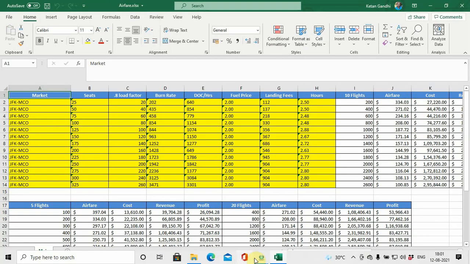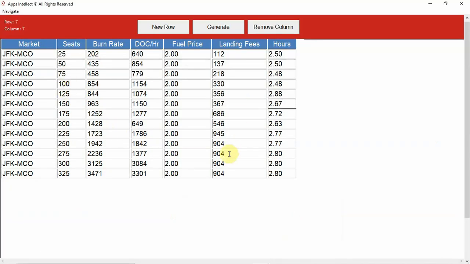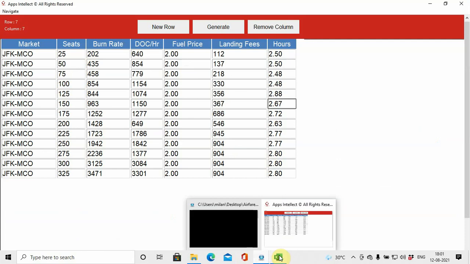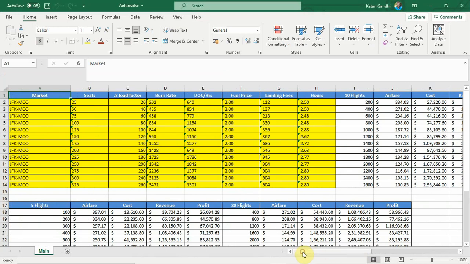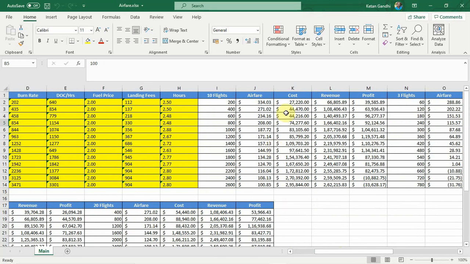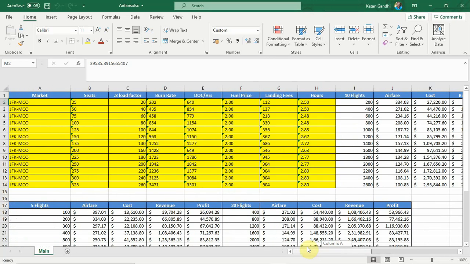These are the input fields which we saw here, which were automatically populated, and the output has been generated in the form of this Excel file. So the airline is evaluating, in fact, if they fly 10 flights per day for a particular type of aircraft, say a 100-seater, then what airfare should be made available to the passengers, what would be the cost, what would be the revenue, and what would be the profit. So based on this input data, we are getting this particular output.